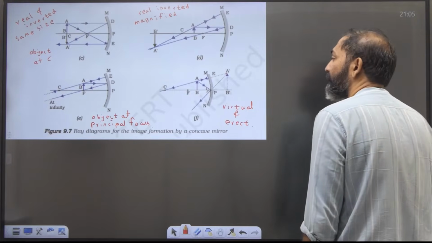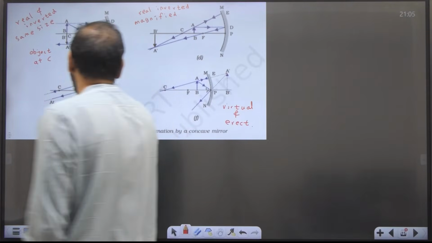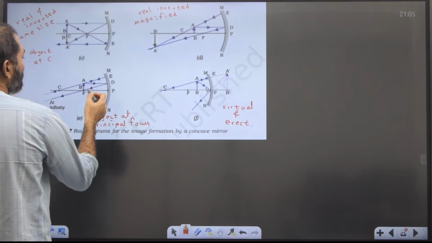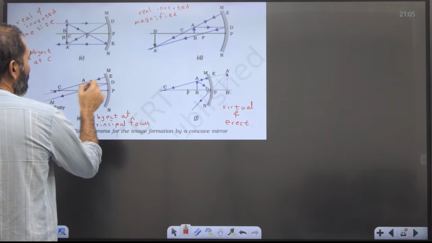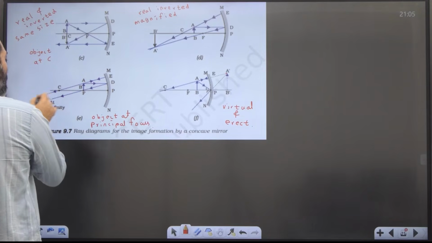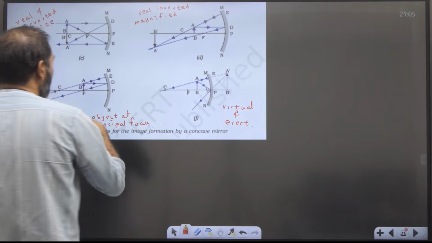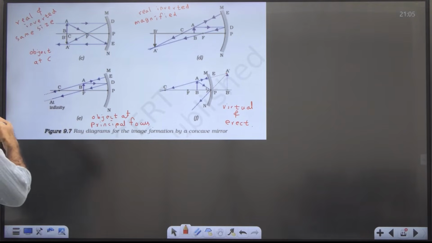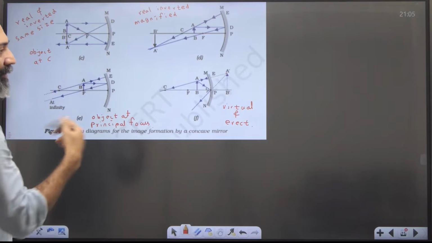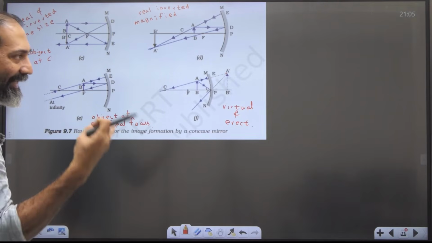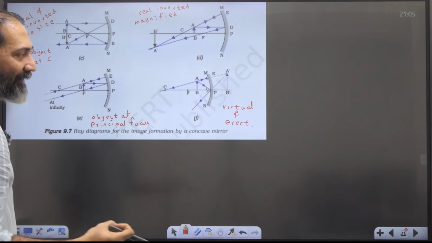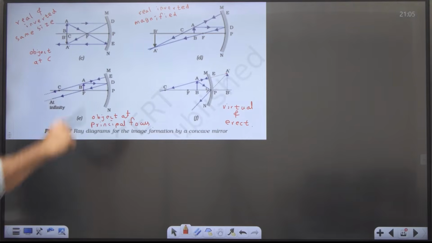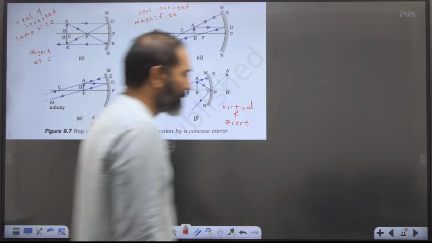Let's see. Object at the principal focus. What are the two rays considering? One through the center of curvature, other parallel to principal axis. They are not meeting in the figure. We are assuming that they will meet at infinity. So what about the image? Highly enlarged or highly magnified, real, inverted, and image is formed at infinity.